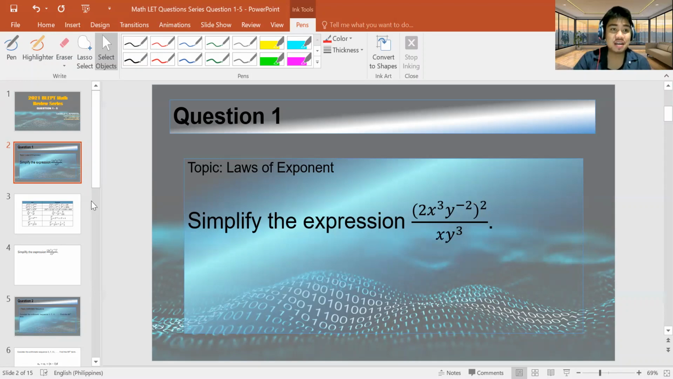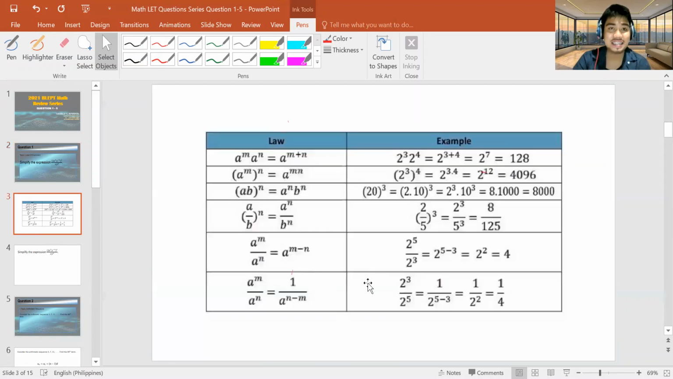So, let us have a review on laws of exponents. So, we have here, ito yung mga laws of exponents natin. Itong una dito, we have here the multiplication rule. So, wait lang, yung ating pen. So, we have here, for example, the multiplication rule. So, we have a raised to m times a raised to n. So, ang ginagawa natin, kapag mayroon tayong dalawang exponential number na parehas lang yung base, we are just adding the exponent. So, magiging a raised to m plus n.